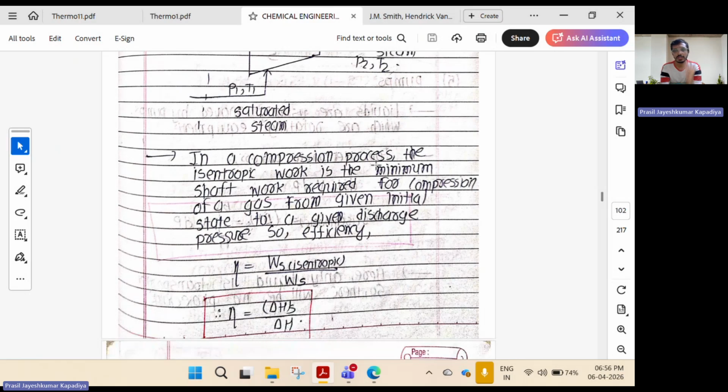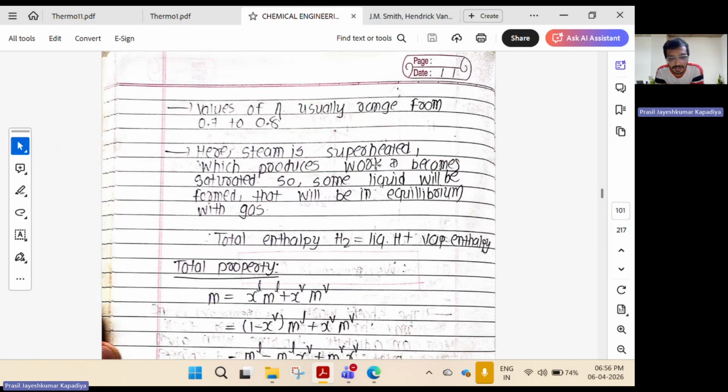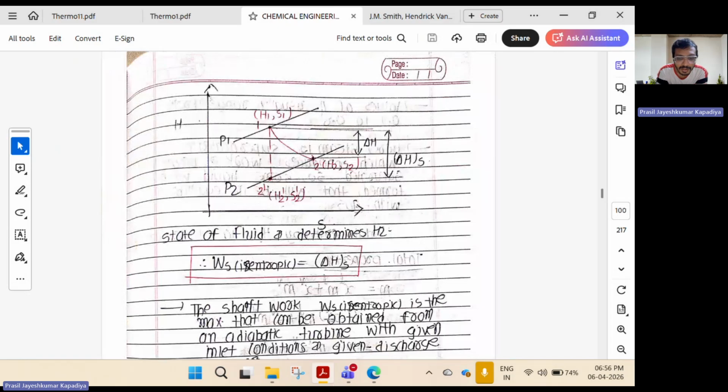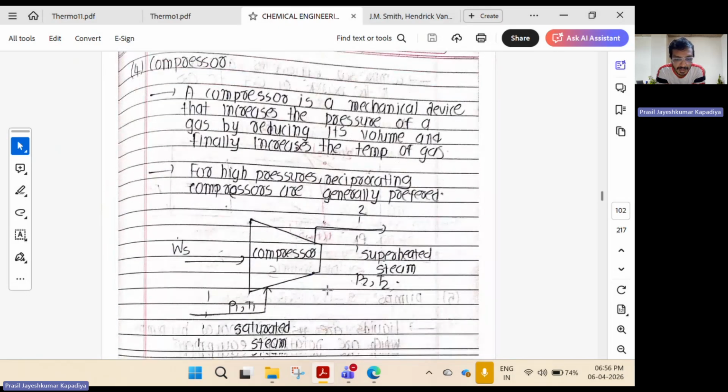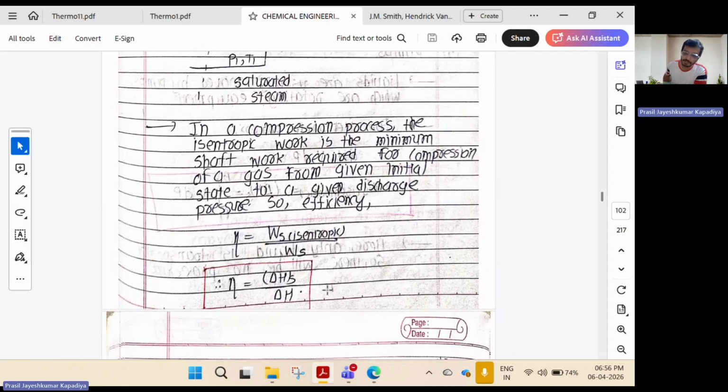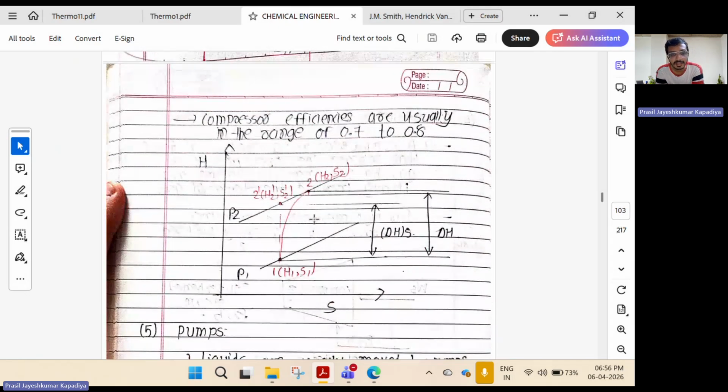In a compression process, the isentropic work is the minimum shaft work that is required. Here it was the maximum that can be done, so if the process is reversed, it should be the minimum that is required. Only then can we compress the gas. So it is the minimum shaft work required for compression of a gas from a given initial state to a given discharge pressure. Efficiency will be delta HS by delta H in this case.